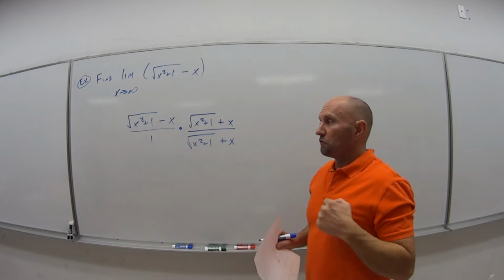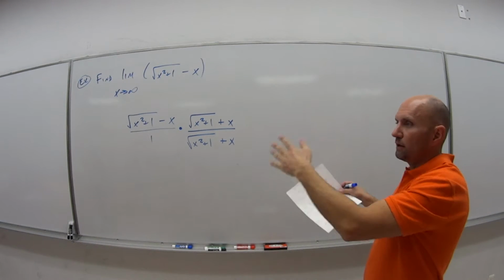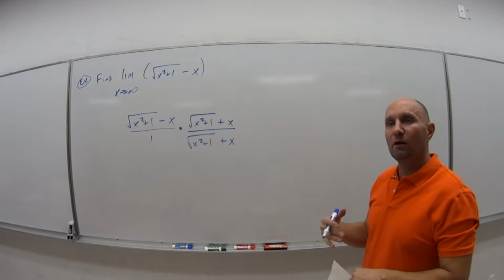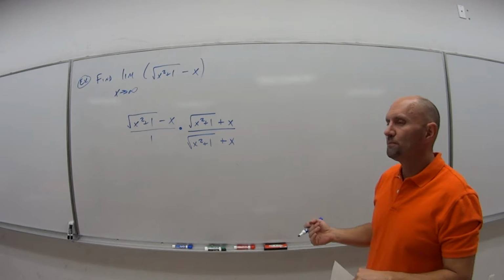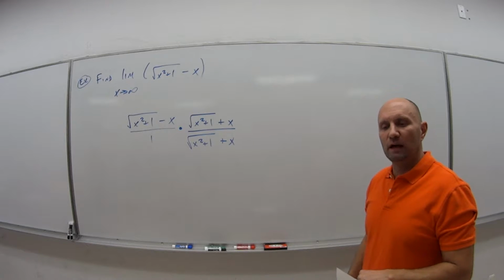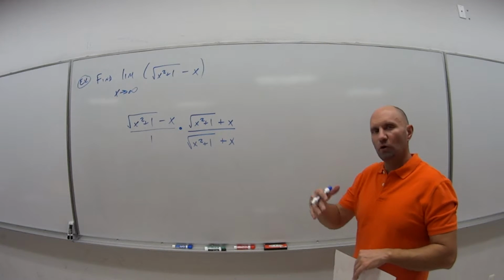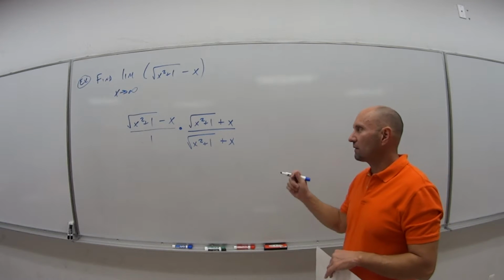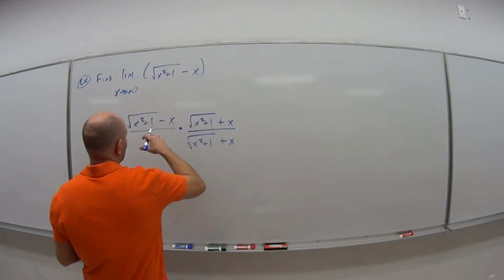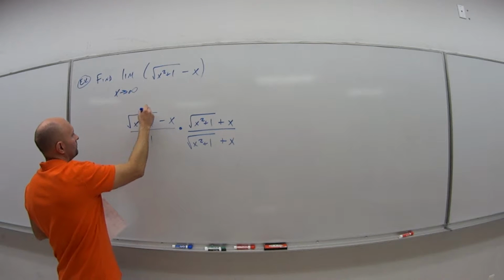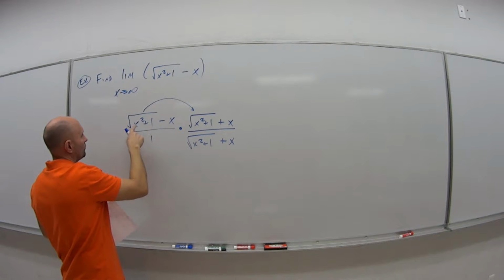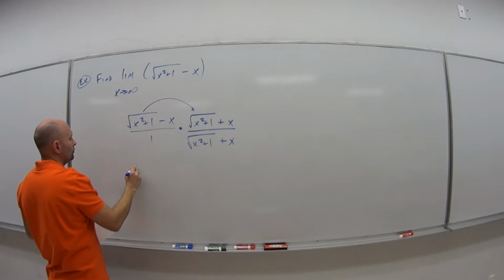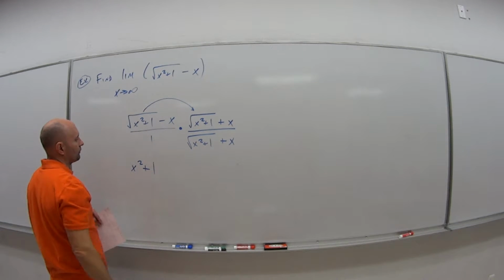So I'll give you a chance here. If you want to pause, try to do the algebra, do FOIL on the top, figure out the bottom, and see what this thing goes to. If you'd rather just follow along, that's fine too. So go ahead and pause if you want. If not, or if you paused and came back, let's work this out. If we FOIL this, we get first times the first, so square root of x squared plus 1 times square root of x squared plus 1. So the roots basically cancel each other out.